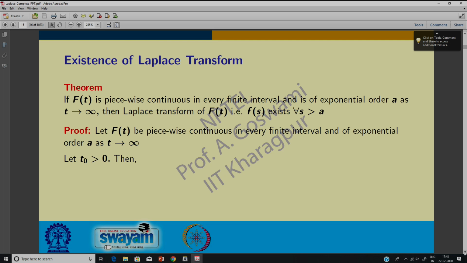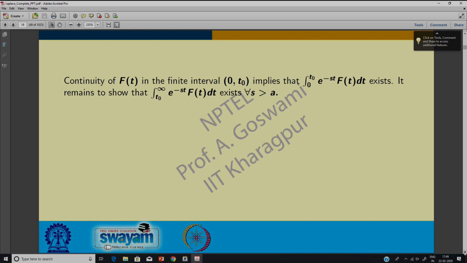So, suppose we take a variable t0 which is greater than 0, then we know that the Laplace transform of f(t), or f(s), equals the integral from 0 to infinity of e^(-st) f(t) dt. This we can break into two parts: 0 to t0 of e^(-st) f(t) dt plus t0 to infinity of e^(-st) f(t) dt. Now, continuity of f(t) in a finite interval implies, because we have told that the function is piecewise continuous also, that if the function is continuous in the interval 0 to t0, then the first integral, 0 to t0 of e^(-st) f(t) dt, will exist.